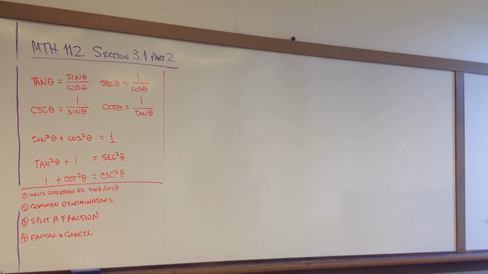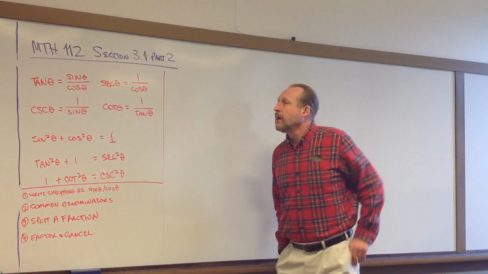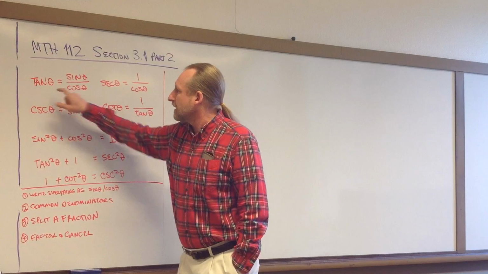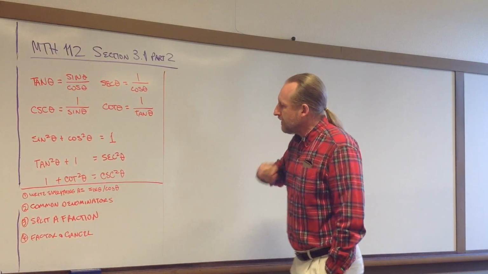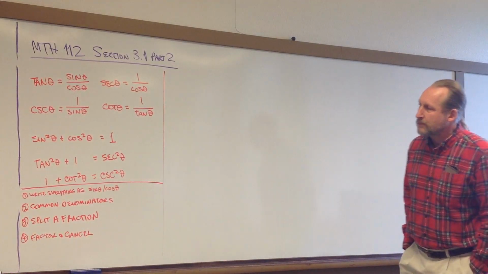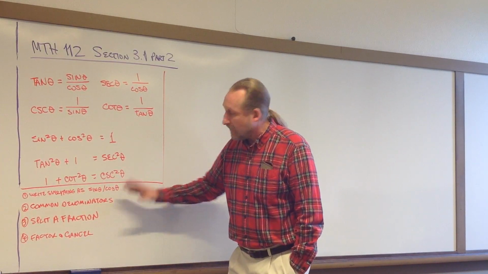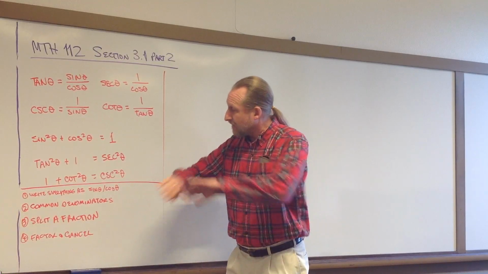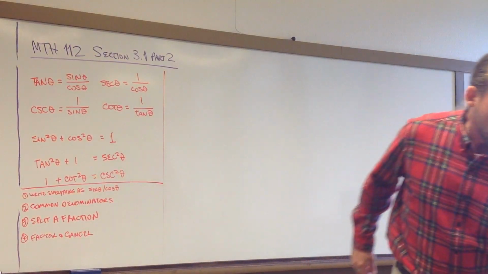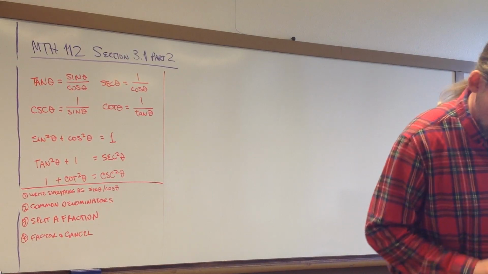This video is for Math 112, trigonometry, and this is the follow-up video for section 3.1. So I've got the Pythagorean identities here, the reciprocal identities, and that identity for tangent, and then the four strategies that I think are really helpful in solving trigonometric identities: writing everything as sines and cosines, making a common denominator and adding or subtracting fractions, doing the opposite of that, which is splitting a fraction, and then also factoring and canceling something out. Okay, so let's pick up where we left off, problem 18.